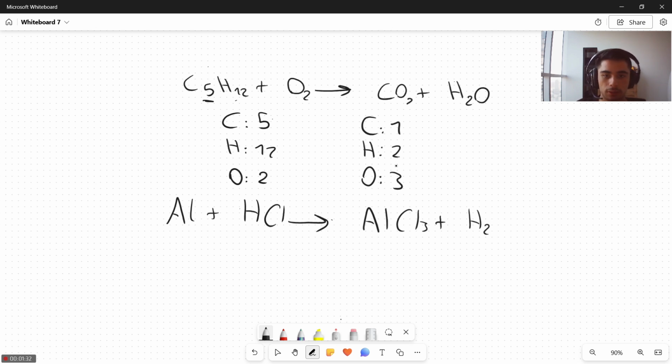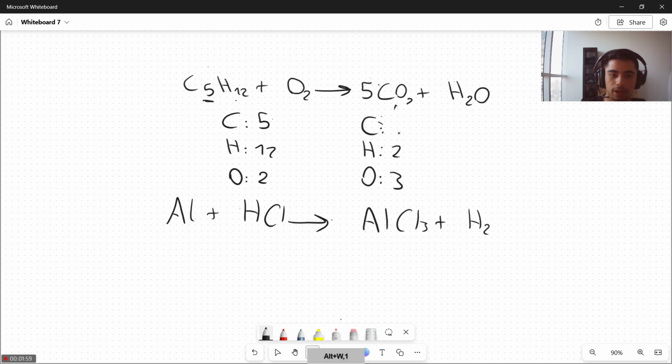On first thought, what I like to do is balance the first thing that I see, which is carbon. In order for me to balance this out, I can't add anything in front of it like here, because that's not how it works. What I can do is add something behind it which multiplies it. If I want 1 to become 5, I'll multiply it by 5. So 1 multiplied by 5, that's 5. So these two are now balanced out, right?